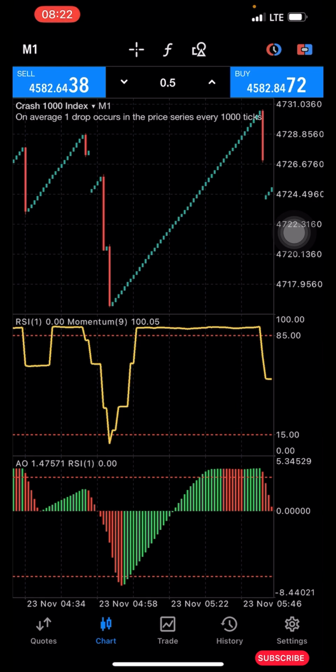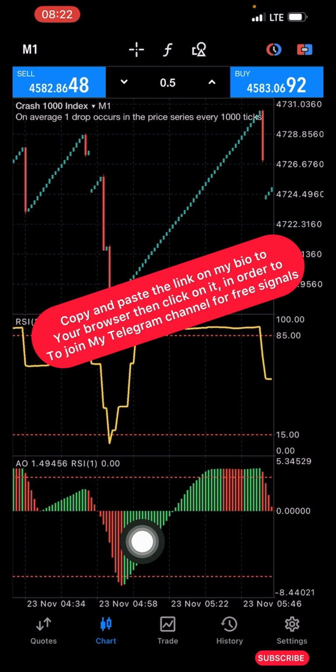Now this is how the strategy works. You can see here we have two indicators, indicator window 1 and indicator window 2. On indicator window 1 we have the momentum indicator, which shows when price is moving extremely towards the downward direction. And on indicator window 2 we have the awesome oscillator, which will show you when to take your entry in the market.